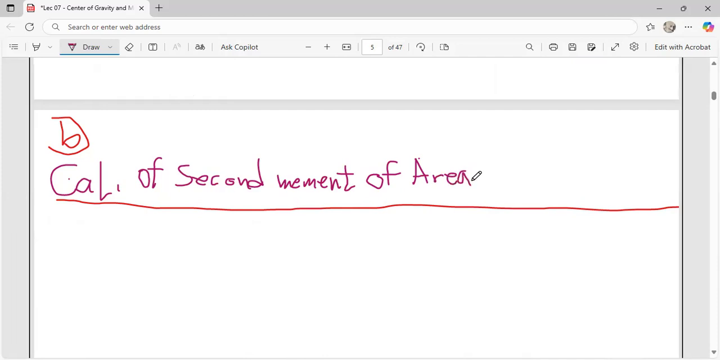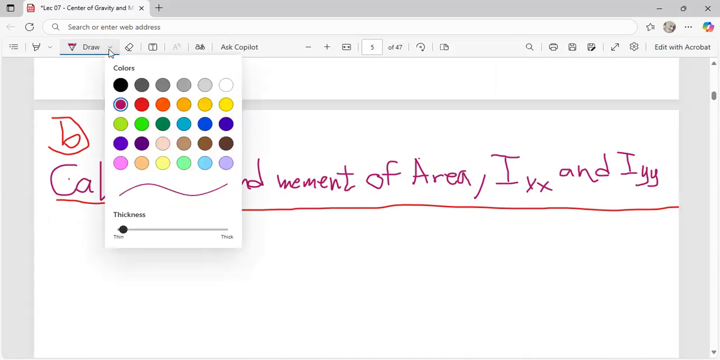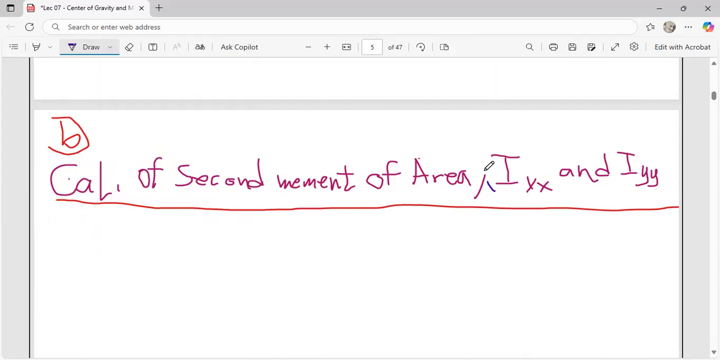Okay. That is moment of inertia at XX and YY. Good. So first of all, let's do for XX first. Then later we come and do for the YY. So let's pick this guy first.